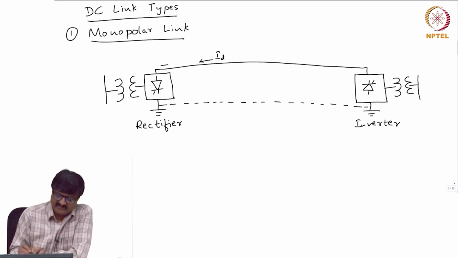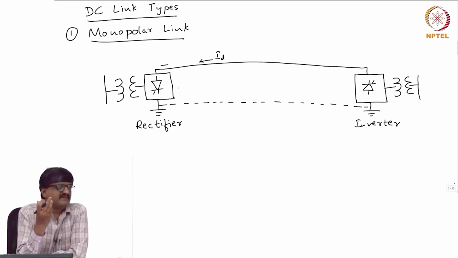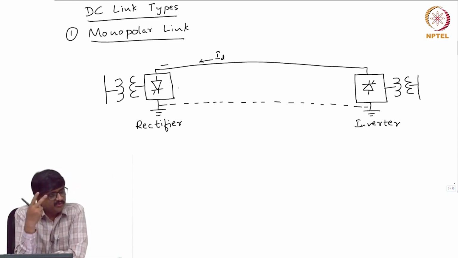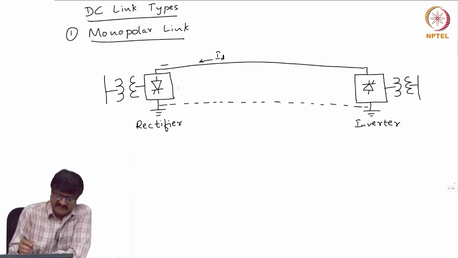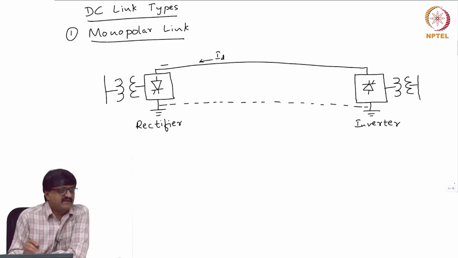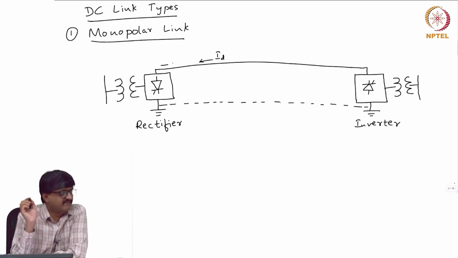Now, this is a representation of what is known as a 12 pulse converter. If you look at a 12 pulse converter, there is a YY and a Y delta transformer. There are two transformers and two 6 pulse converters. That entire arrangement is shown as one transformer and one box with a thyristor. So, this is the schematic representation of a 12 pulse converter.